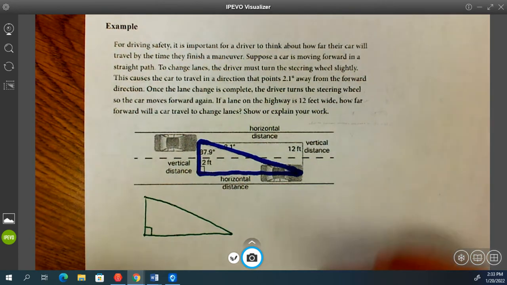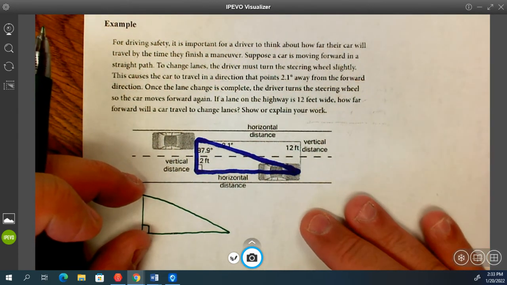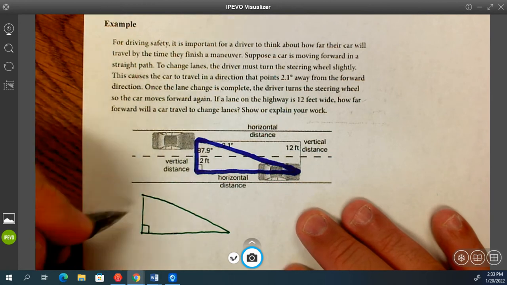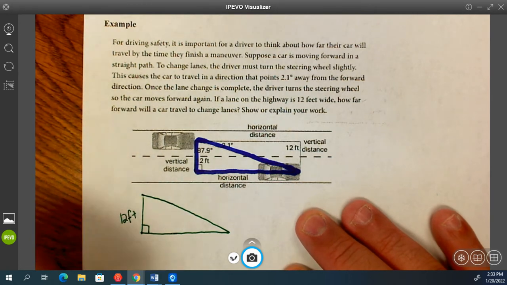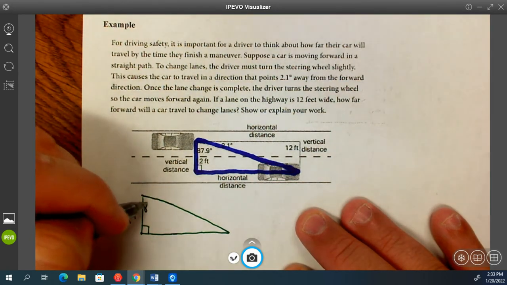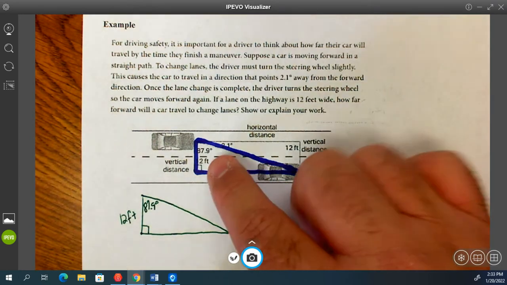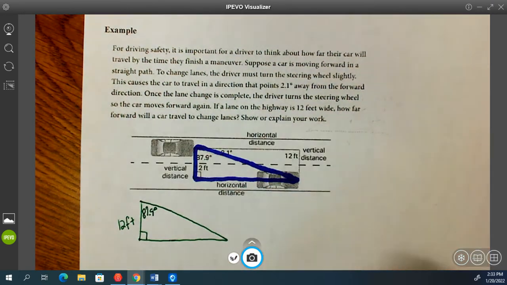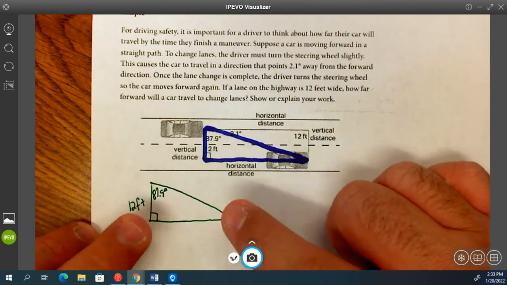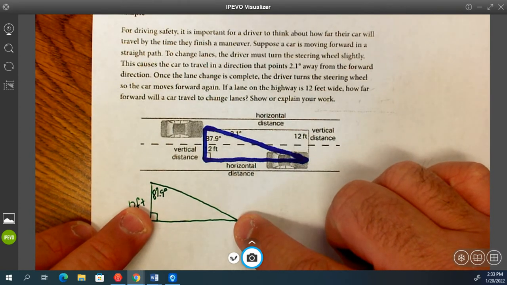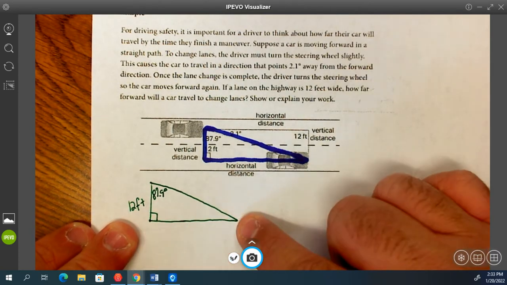So that's exactly what I have. How long is the width? 12 feet. This angle is 87.9 degrees. That's exactly what's written. What I'm looking for is the horizontal distance, where it travels from here to here.